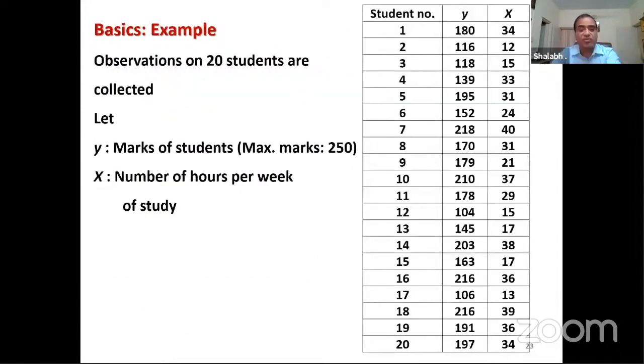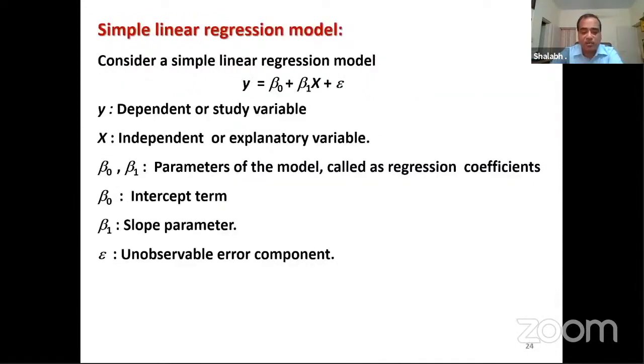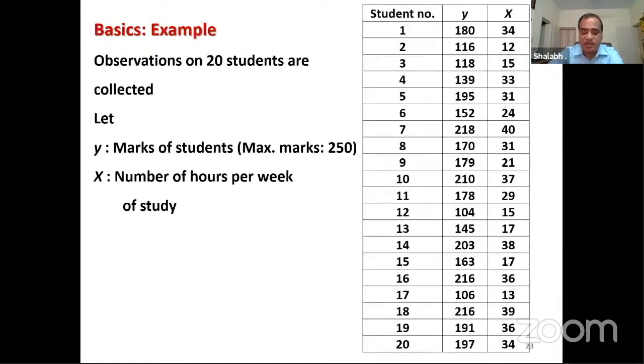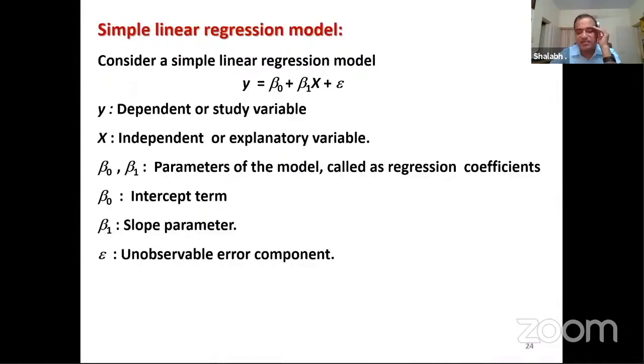Right. So we consider the same example, but instead of taking three variables, we choose only one variable: the number of hours of study per week, and the maximum marks. Now there is one independent variable x and one dependent variable y. The relationship between them can be expressed like y equal to mx plus c. So I can write it as beta 0 plus beta 1 x.